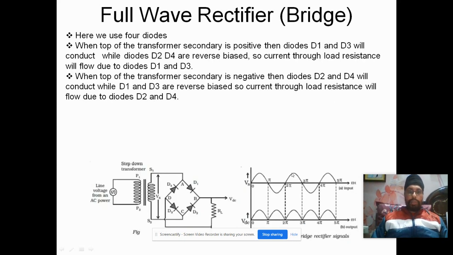Okay, next is the bridge type full wave rectifier. Here we use four diodes: D1, D2, D3 and D4. Now during the positive cycle of the input, D1 will be forward biased, and similarly D3 will be forward biased. D2 and D4 will be reverse biased when there is a positive cycle of the input AC. So it means D1 and D3 will conduct, D2 and D4 will not conduct.